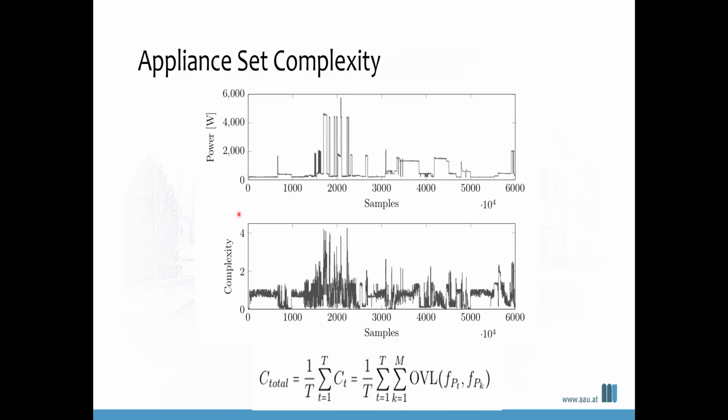Here we see the power draw, with 6,000 samples over time. And here we see the respective complexity calculated for this power draw. We see that complexity is going up and down. Complexity is not a steady value, but something that is defined over time. Of course, you can define a complexity value that would be the average of all the complexities per time unit, and then you basically take the average of this to define a total complexity.